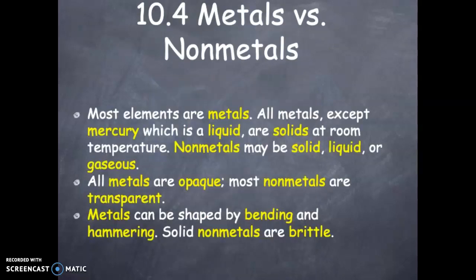Metals versus nonmetals. Most elements are metals. All metals are opaque, and most nonmetals are transparent. Metals can be shaped by bending and hammering. Solid nonmetals are brittle. These are important points, so you go over them again and again.